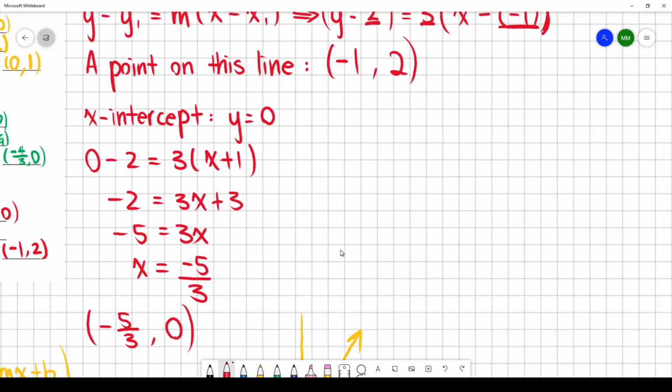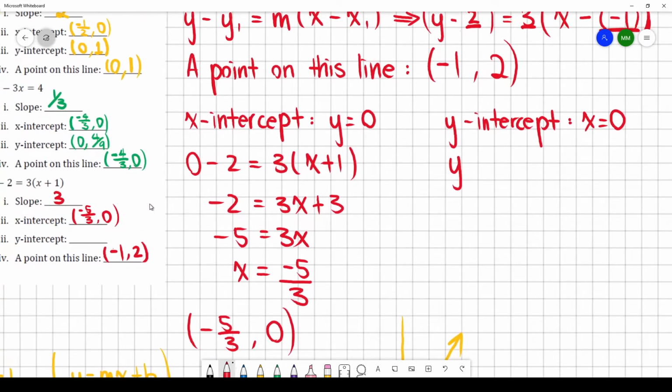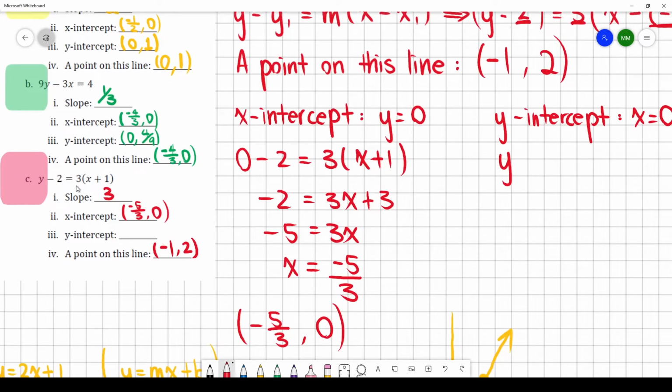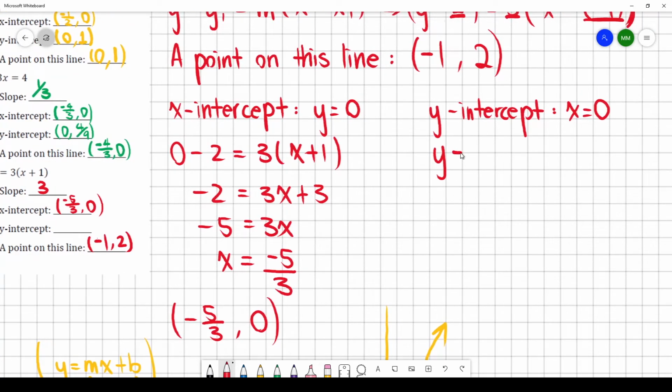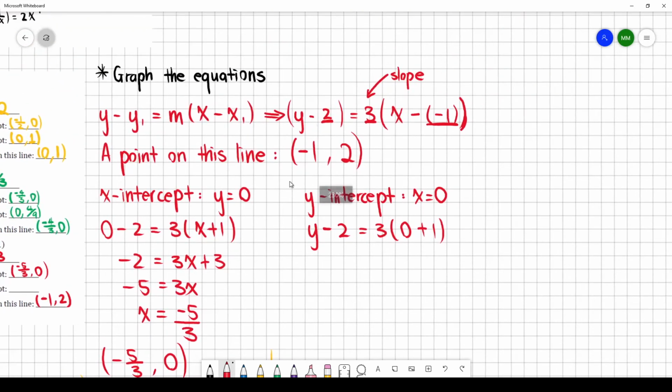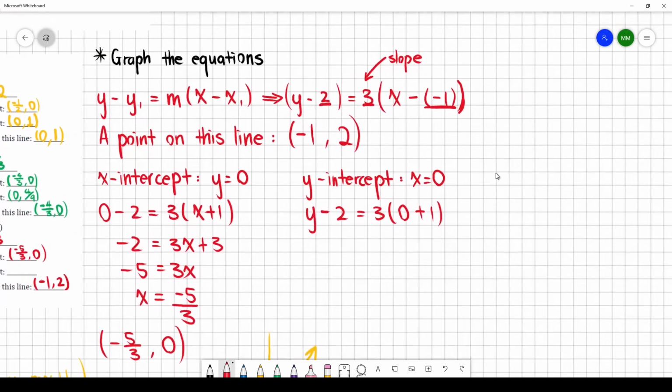So how about the y-intercept? Just simply set x is equal to 0, not y. Again, you don't need to change it. If you manipulate it into y-intercept form, then you will simply take the b value, and that will be your y-intercept. But you don't really need to do that. You can just solve the equation directly from here. So I'm just plugging the value into this equation: 3 times 0 plus 1.